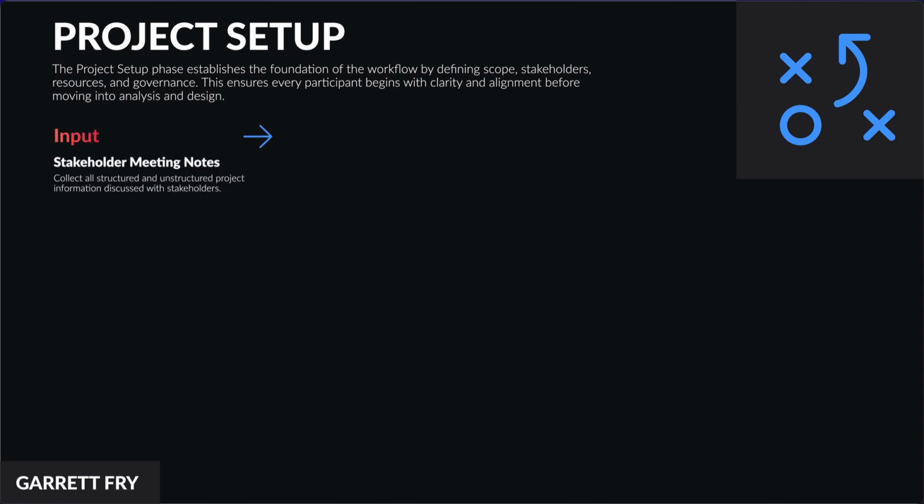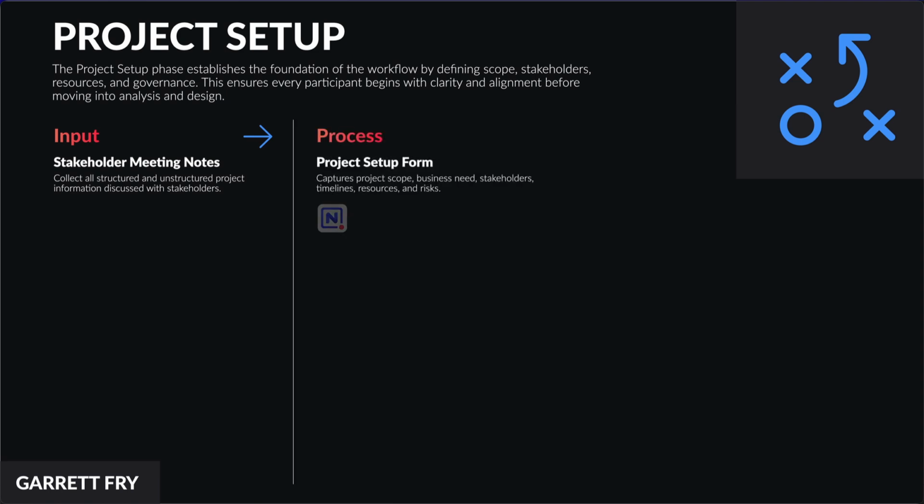To kick off a project, we're going to be meeting with the stakeholders and collecting all of the structured or unstructured project information. Then we're going to be putting that information into a project setup form that's going to be capturing the project scope, business needs, stakeholders, timeline, resources, and risks. This form is very structured and will guide you as to the information that you need to gather. When filling out your form, you can just copy over your meeting notes. It doesn't need to be great writing, just clear and easily understood.